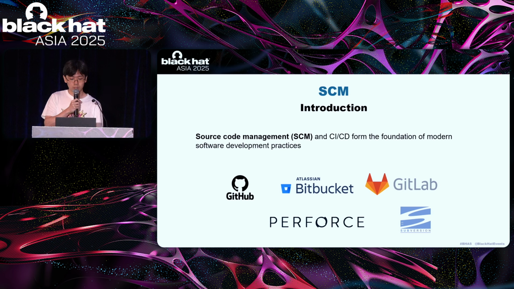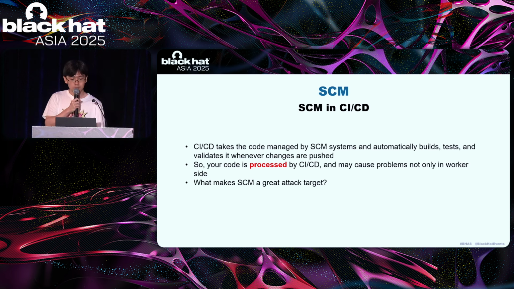So SCM and CI/CD form the foundation of modern software development practices. CI/CD takes the code managed by SCM systems and automatically builds, tests, and validates it whenever changes are pushed. So your code is processed by CI/CD and may cause problems not only on the worker side, because the server takes the job. So what makes SCM a great attack target?